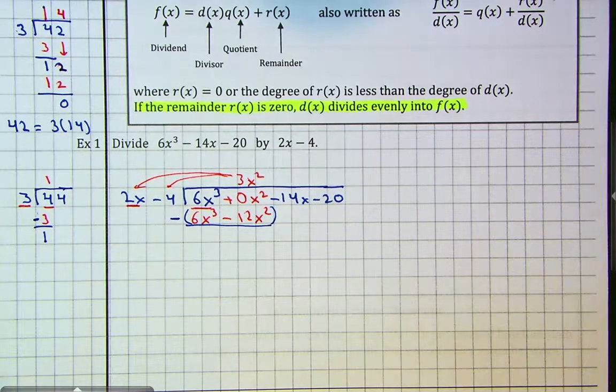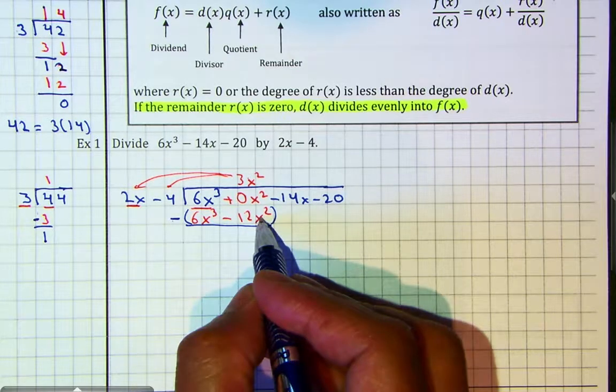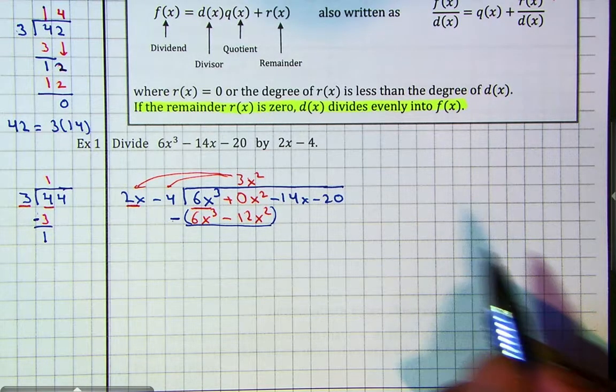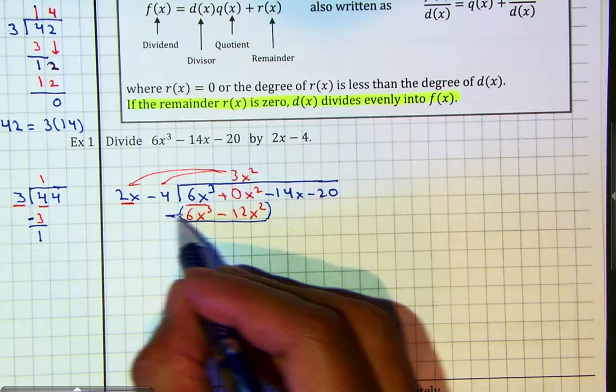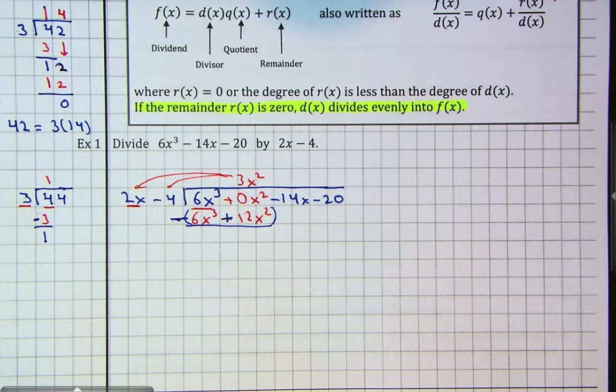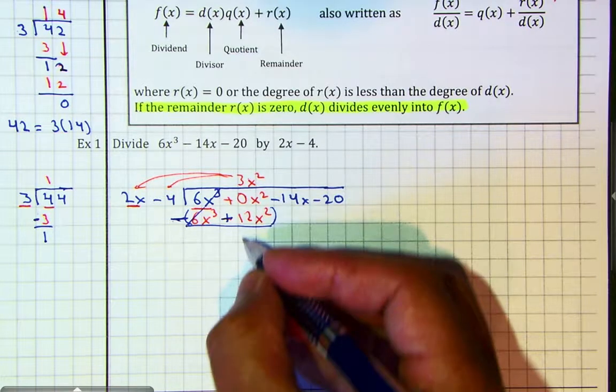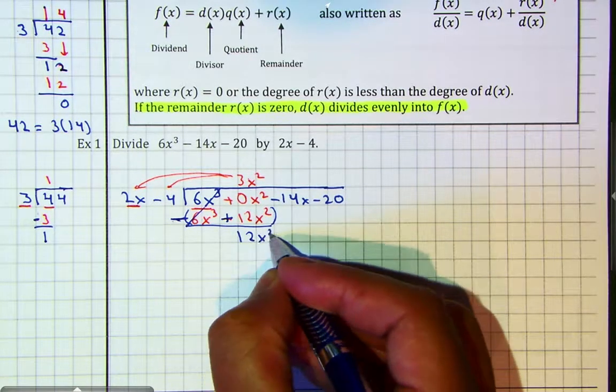But instead of just changing it to a minus, since we have to use the distributive property, I usually just do that once. So negative times a positive is a negative. Negative times a negative gives me a positive. And now I add. So that cancels out. And this gives me positive 12x squared.